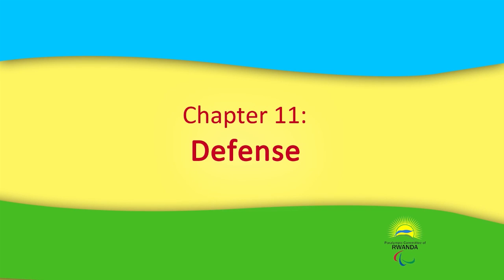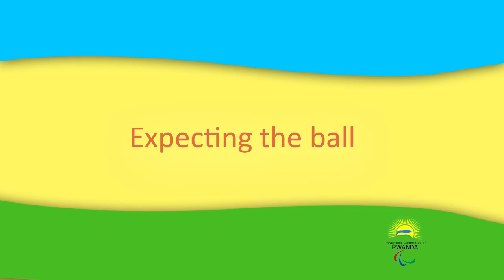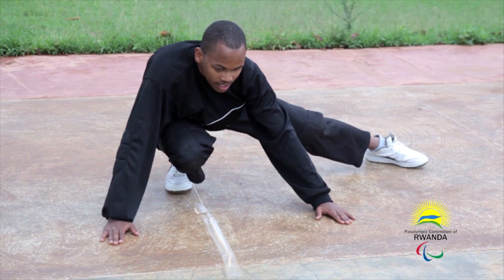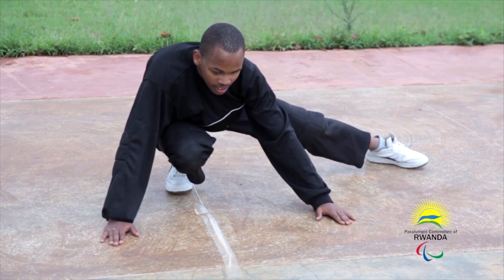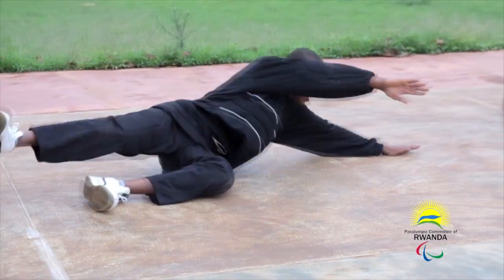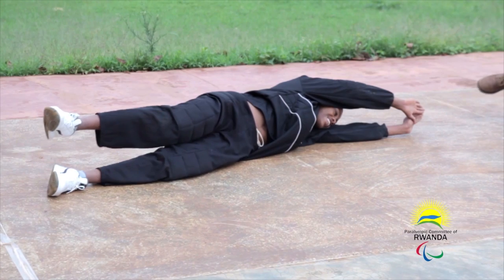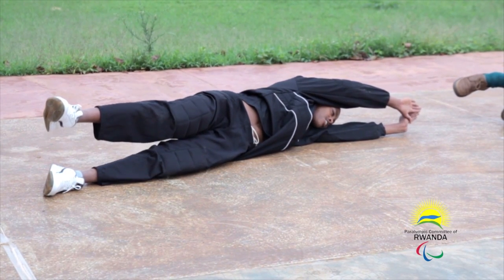Chapter 11. Defense. Expecting the ball. The recommended way of expecting the ball is as follows. Squatting down with one leg bent, the player stretches out the other leg to the side. Both hands touch the ground. This position has the advantage that the player can slide to both sides very quickly, which allows a high level of mobility.